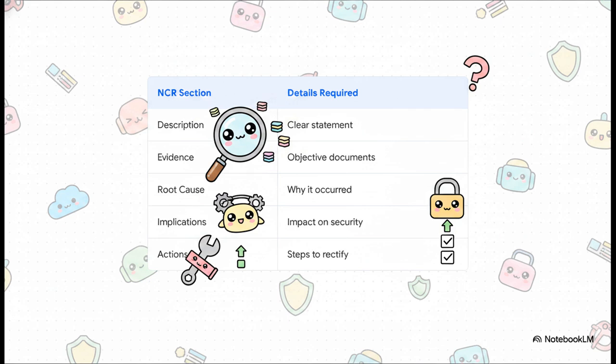You can't just write, password policy is weak. No way. You have to provide the objective log data proving the weakness, analyze exactly why the policy failed at the administrative level, and present concrete corrective actions. This level of documentation proves your ISMS is capable of actual self-correction.